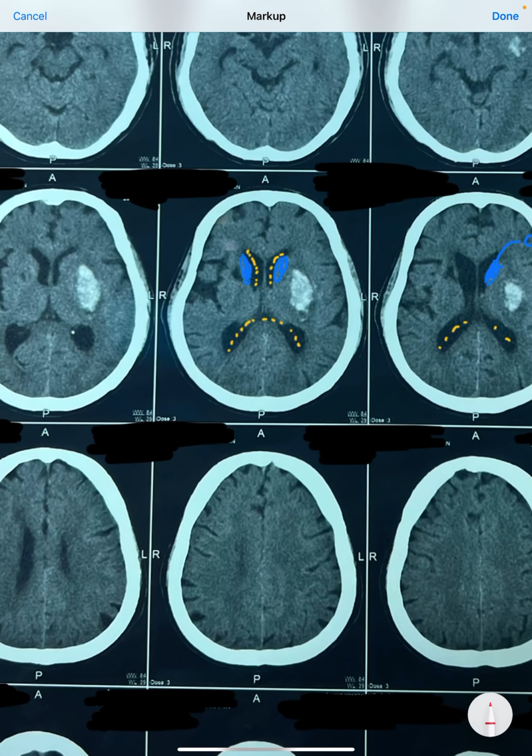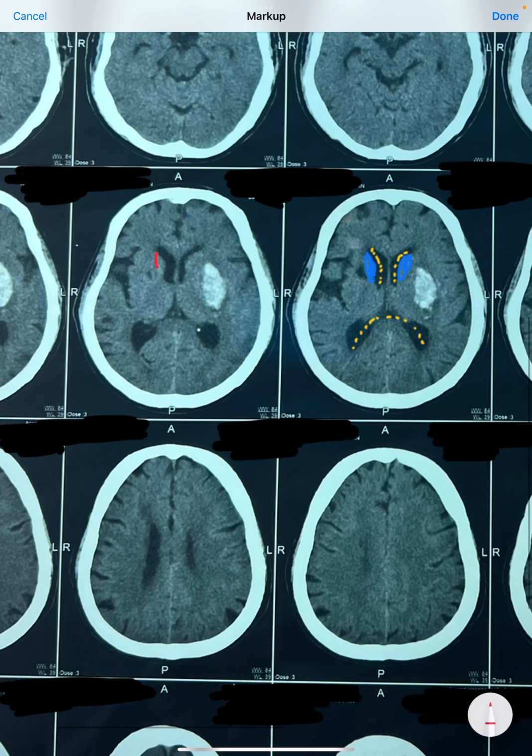So this is the caudate, and here is the location of the caudate, putamen and the globus pallidus. The basal ganglia completely comprises three things: one is the caudate, the second is the putamen, and the third is the globus pallidus. And these three structures are involved in movement.